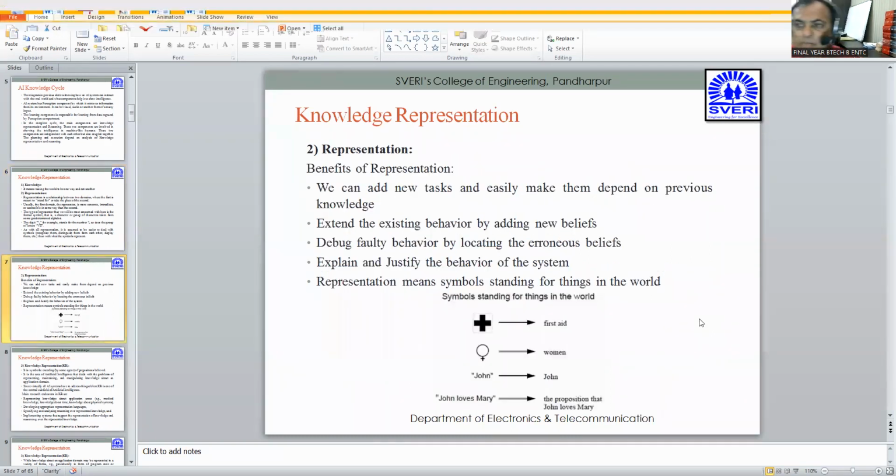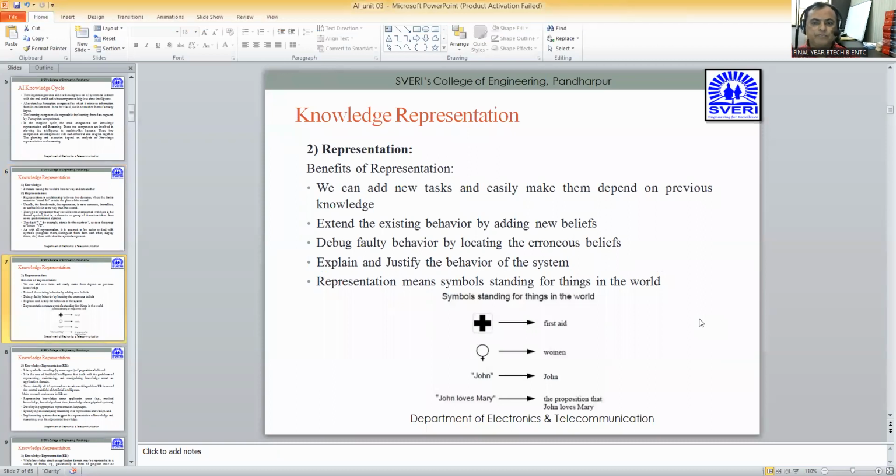Now let us see some of the benefits of representation. As I said, since they can be presented symbolically, we call them representation, and they have some benefits. For example, we can add new tasks and easily make them depend on the previous knowledge. Obviously, since we are entering things symbolically, we can easily create new tasks or add a new task to a previous task because it is symbol representation. Second, extend the existing behavior by adding new beliefs. You can add beliefs in that as well.